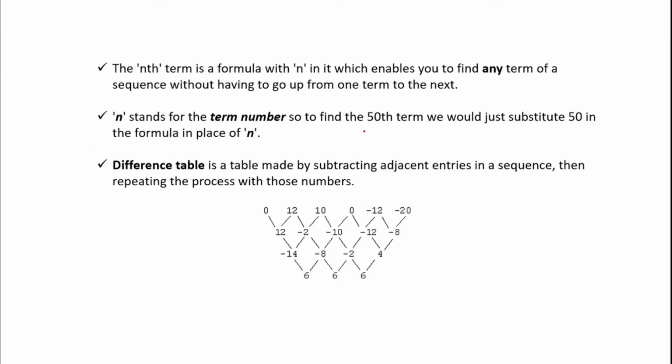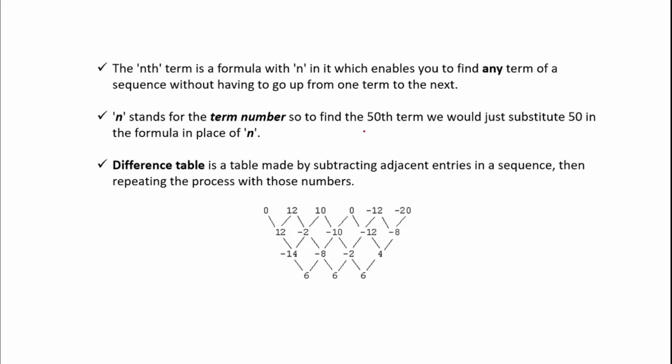The n-term is a formula with n in it which enables you to find any term of a sequence without having to go up from one term to the next. So we need to find the formula in order to have an easy way of computing. n stands for the term number. So to find the fiftieth term, we would just substitute 50 in the formula in place of n. That's the use of finding the n-term: an easy way of computing the value of a term.